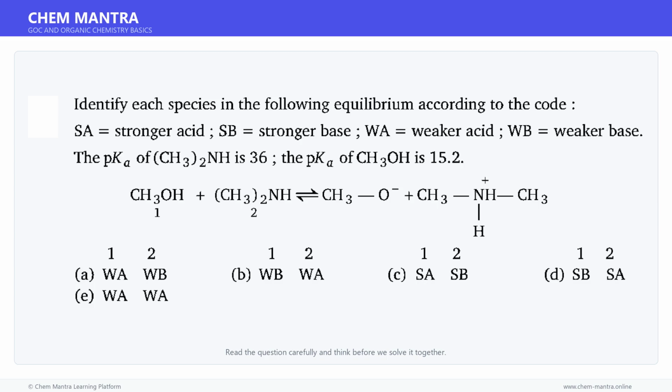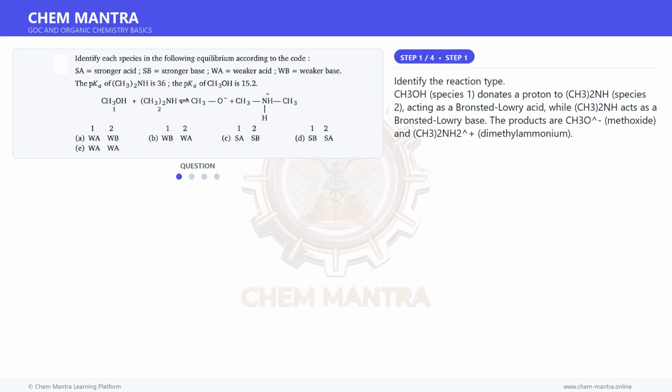Here is a question on general organic chemistry. Read the question carefully and think about the answer. Let us solve it step by step. Let us now begin solving this step by step.